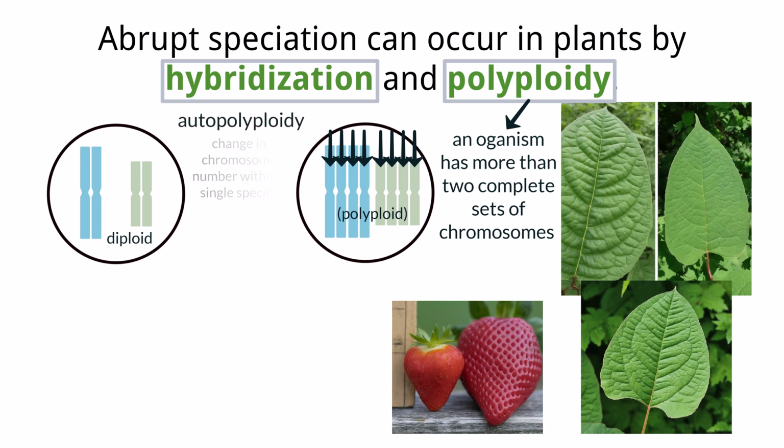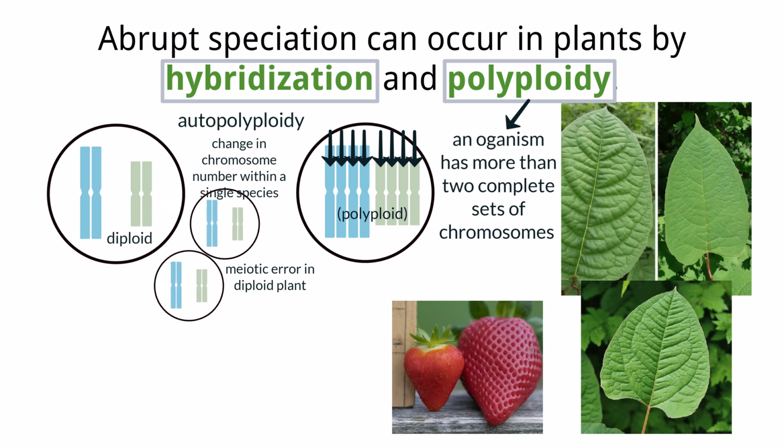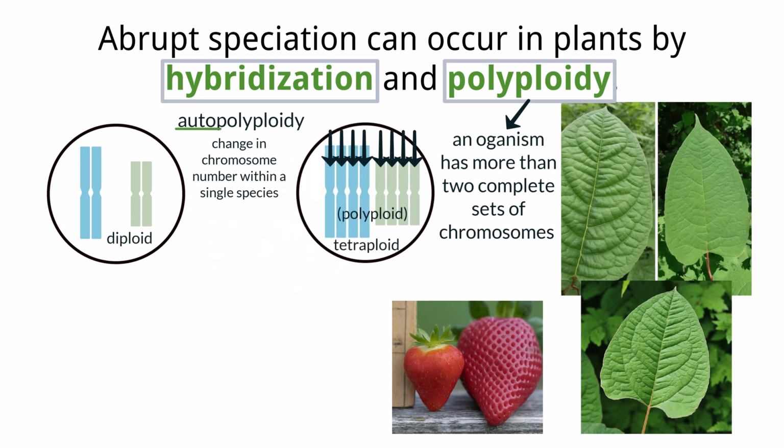Autopolyploidy involves chromosome duplication within a single species. For example, if a diploid plant undergoes a meiotic error and produces diploid gametes instead of haploid ones, these can self-fertilize or fuse with another diploid gamete, resulting in a tetraploid offspring. Recall the prefix auto means self, so autopolyploidy results when a plant self-fertilizes. Speciation can then occur. The tetraploid offspring is reproductively isolated from the diploid parent population because the tetraploids and diploids typically cannot produce viable offspring together. This is due to differences in chromosome number, which leads to immediate reproductive isolation and speciation.